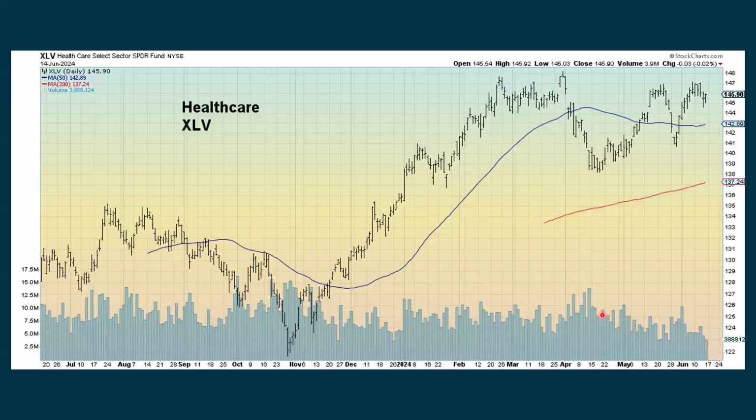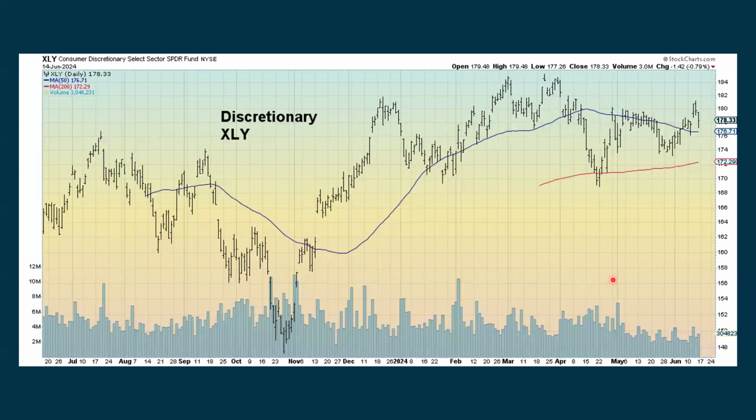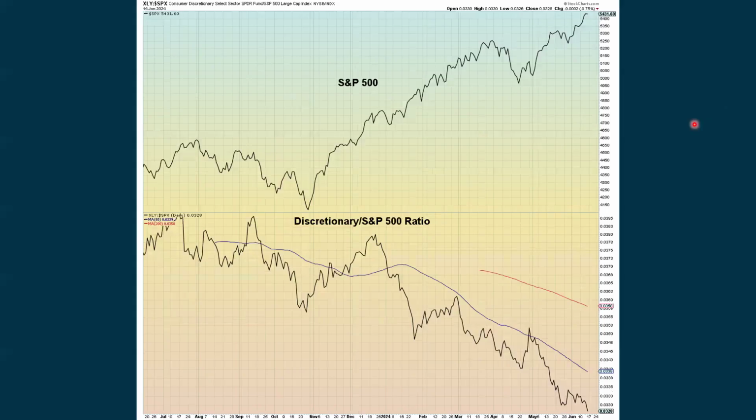We look at healthcare, another defensive area, since you have to have healthcare no matter what's happening economically. It's in an uptrend when we look at it all by itself, but it's really underperforming when we compare it to the S&P. Discretionary, still in an uptrend, has been an area of some disappointment here. It's still above its 50-day moving average, but it's really underperforming the S&P 500.